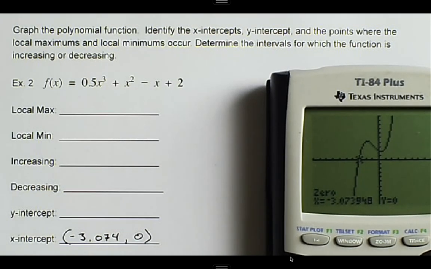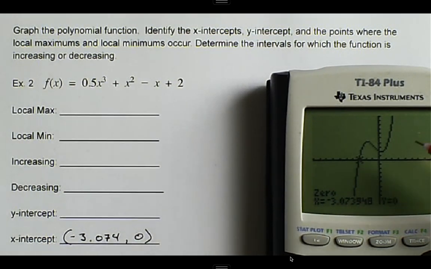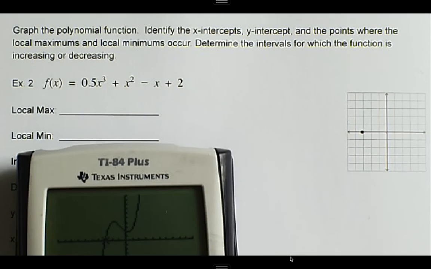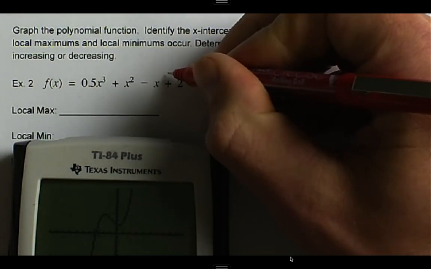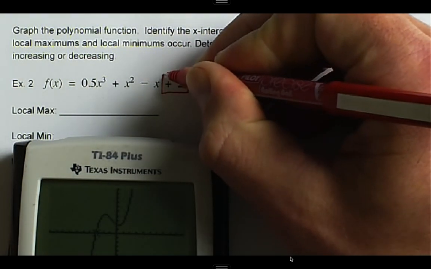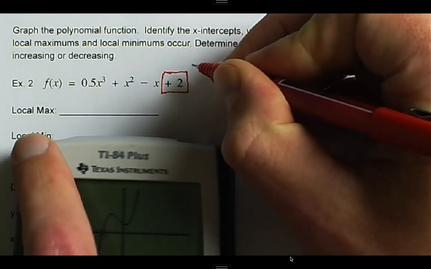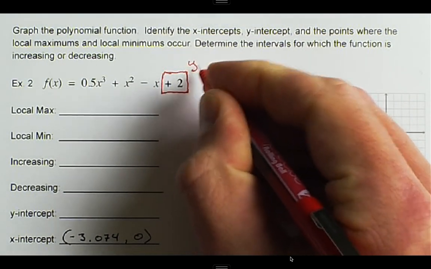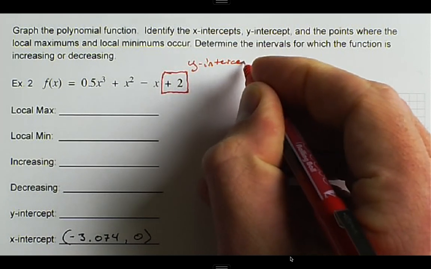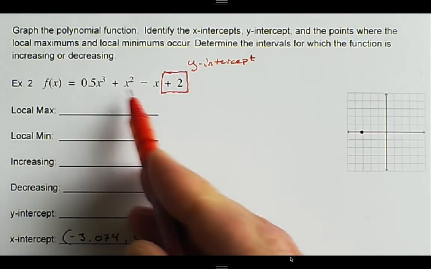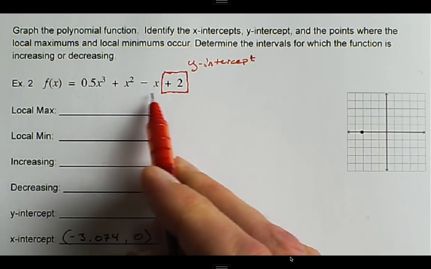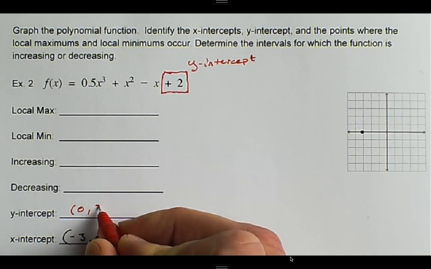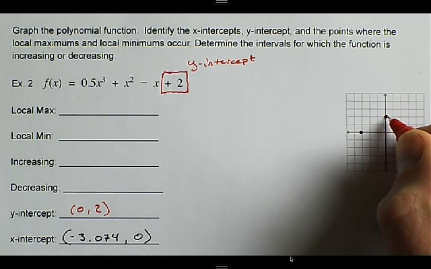Another point that we can come up with pretty quickly without using the calculator function, we see our y-intercept. In this case, whenever we have a function in standard form that has this constant term over here, this constant term will always be our y-intercept. If we plug 0 in for x, that term drops out, that term drops out, that term drops out, and then we're left with the ordered pair 0, 2. So 0, 2, that would be right there.